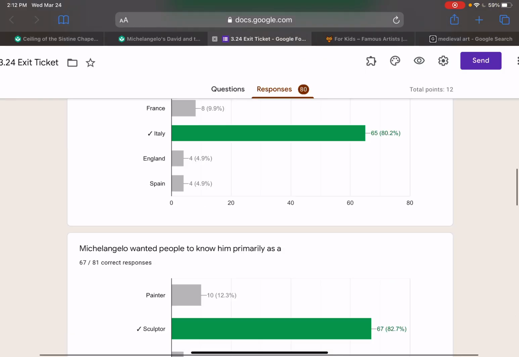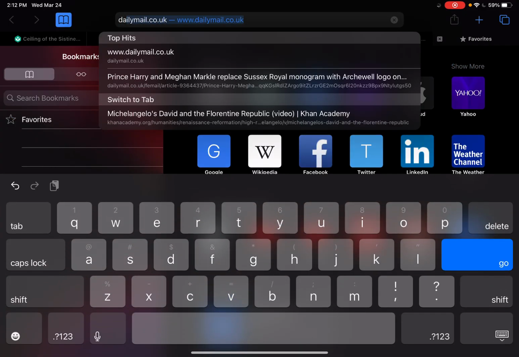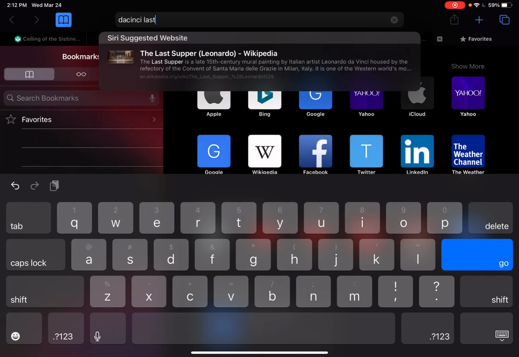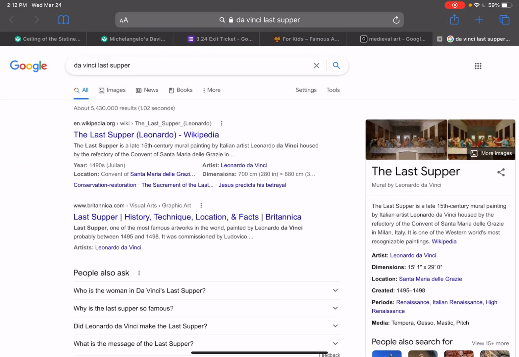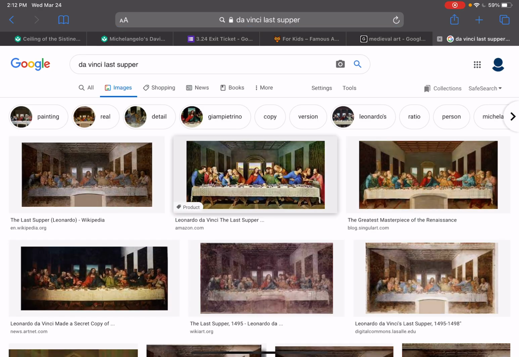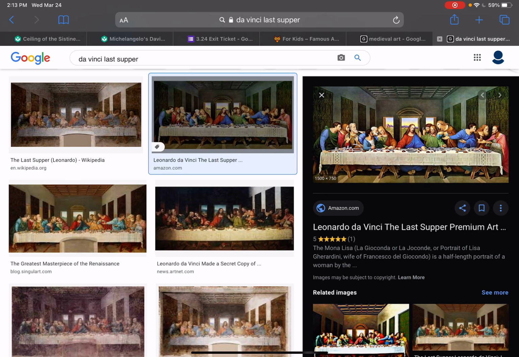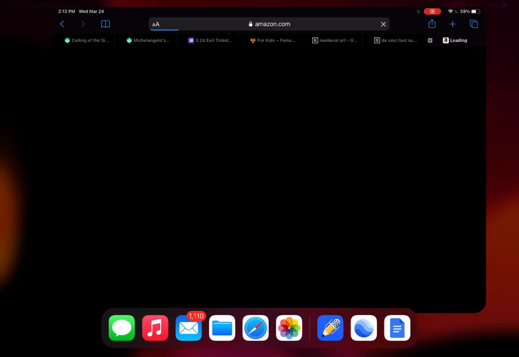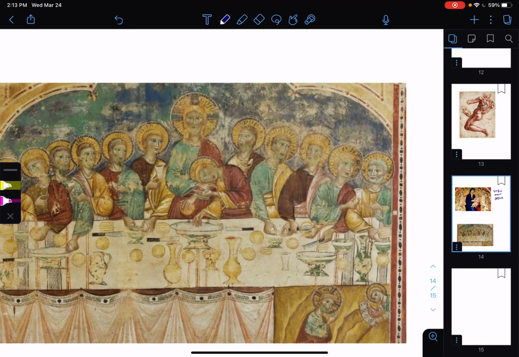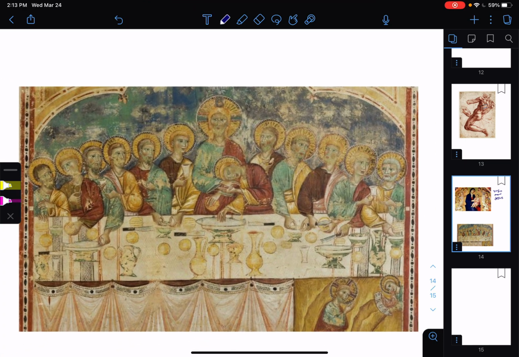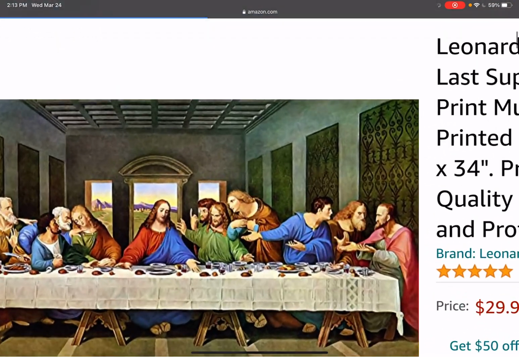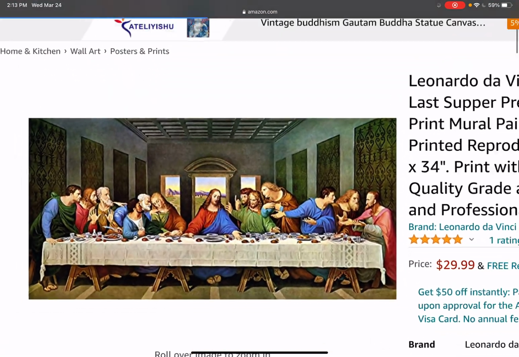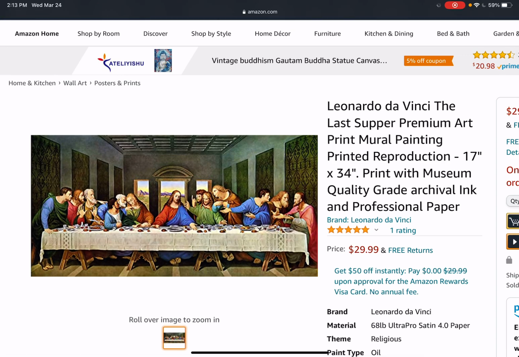Let's look at Da Vinci. How does that compare to this one? Right? How does that compare to this one? So we have this one. How does this compare to this? So think about it. I want you to think about it. I should have given you like a side-by-side.